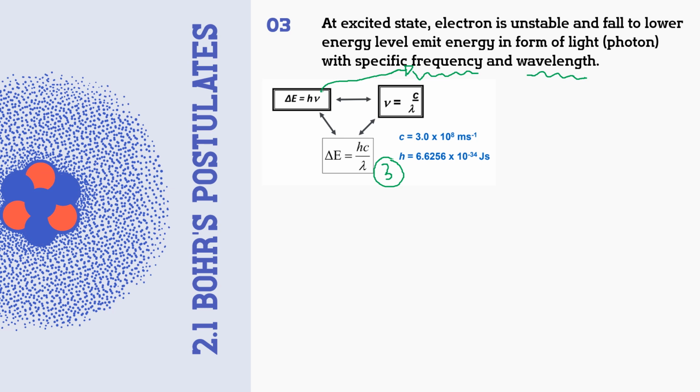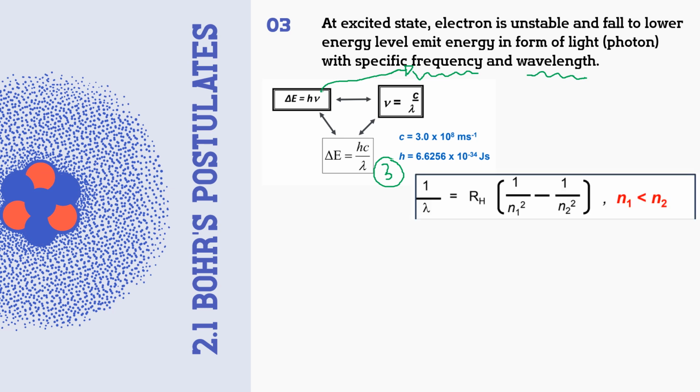Besides this, we have another formula, which is 1 over lambda equal to the Rydberg constant times (1 over n1 squared minus 1 over n2 squared). We would like to highlight that n1 less than n2 is always included in this formula. So altogether, we have 4 formulas to remember in 2.1 Bohr's postulates.